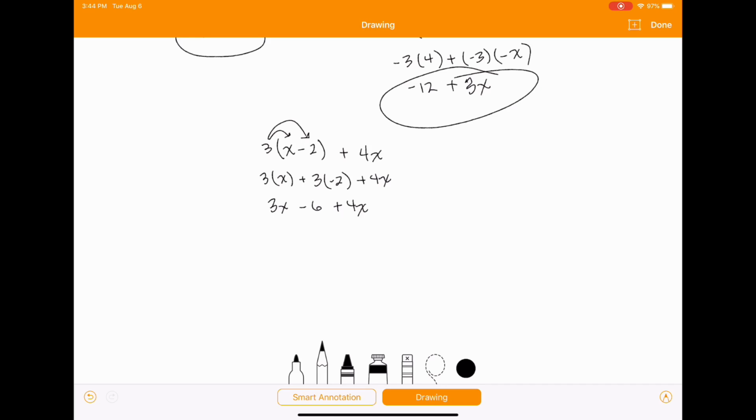And now, when you get down to this point, you can actually combine terms that have similar variables attached to them. So these two terms both have an x term attached to them, so you can combine these. So we're going to have 3x plus 4x minus 6, which is going to be equal to 7x minus 6. Again, when you add these together, you just add their coefficients and then add on that x afterwards.